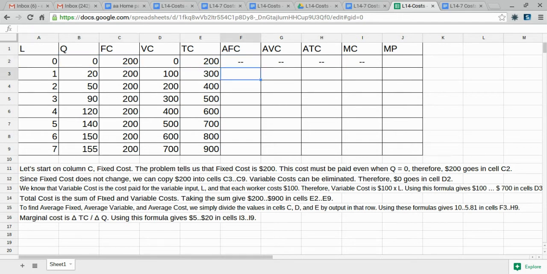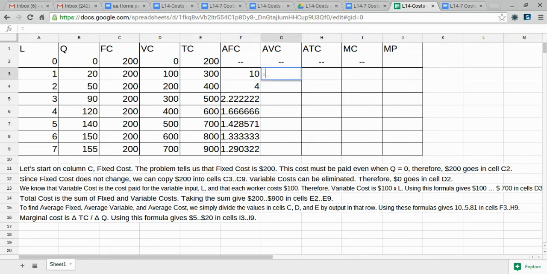We can, however, find average fixed cost when L is 1. Average fixed cost is the fixed cost divided by output. So when L is 1, average fixed cost will be 10. If I copy that formula down for the rest of the column, I'll see the average fixed cost goes from 10 to 4 to 2.2 to 1.67. It keeps getting lower and lower. As we divide a constant $200 by an ever increasing Q, the average will get smaller and smaller.